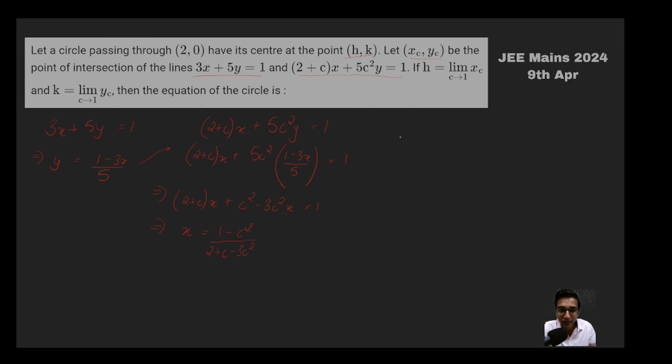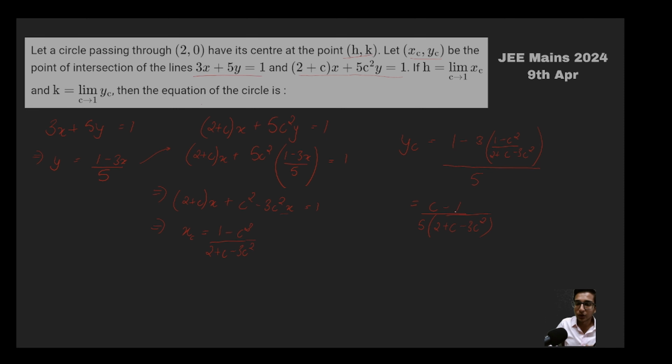And what is our y? So this is our xc basically, and our yc is 1 minus 3x by 5. So we can say it is 1 minus 3 times of 1 minus c square upon 2 plus c minus 3c square, upon 5. So what are we going to get our yc to be equal to? I'm just writing down the values straight away. You can simply calculate it by multiplying 3 inside, then taking LCM and then multiplying it by 5 as well. So our yc comes out to be c minus 1 upon 5 times of 2 plus c minus 3c square.